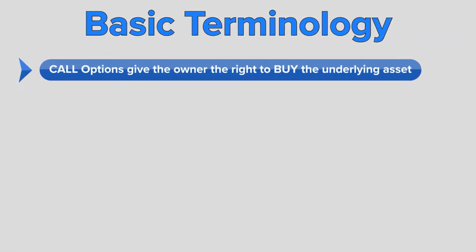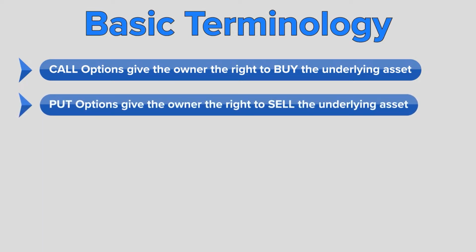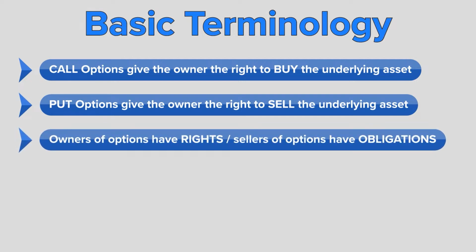There are two types of options, calls and puts. Call options give the owner the right to buy the underlying asset. Put options give the owner the right to sell the underlying asset. Owners of options have rights. Sellers of options have obligations.